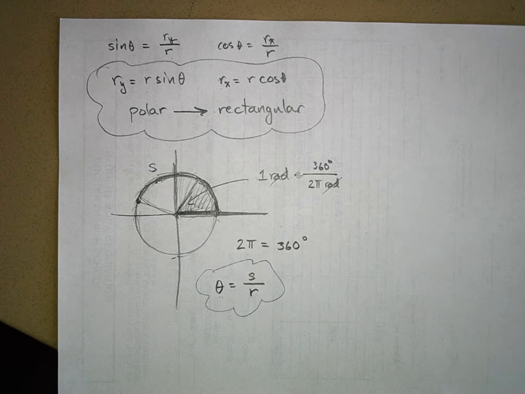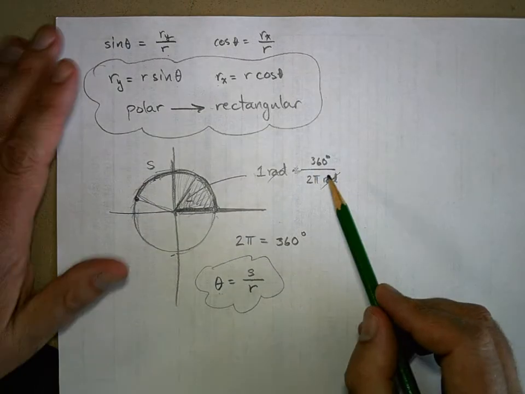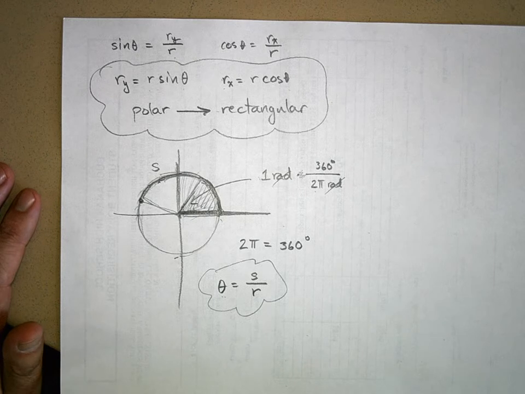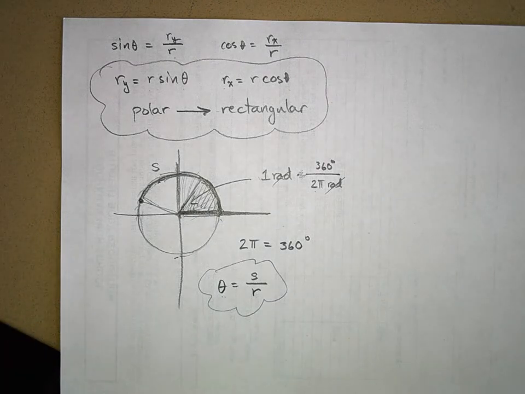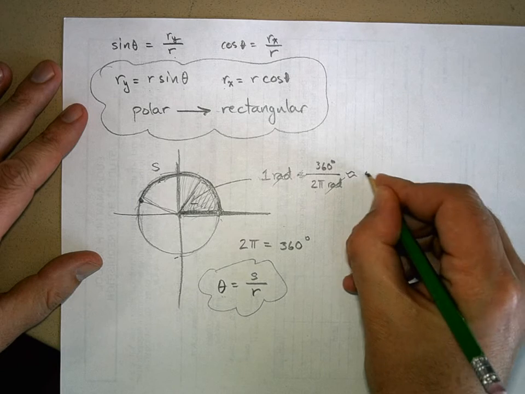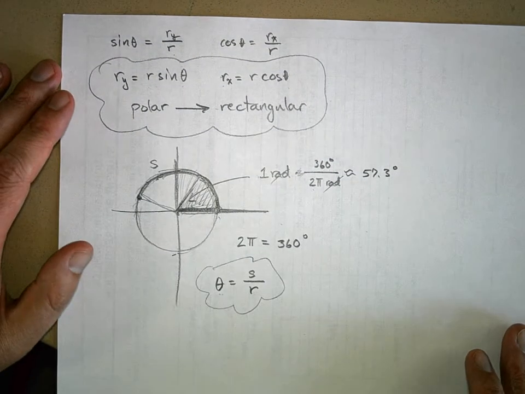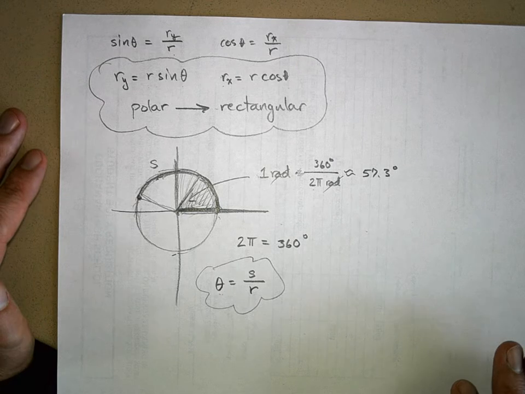And so take your calculator, 360 degrees, divide that by 2 is 180, divide that by pi. Pi is 3.14, so it's a little less than 60 degrees. So what is that? Anybody help me out? Is it 57 degrees? 57.3? Yeah. So approximately 57.3 degrees, something like that, is 1 radian. Okay, and we're going to use that.